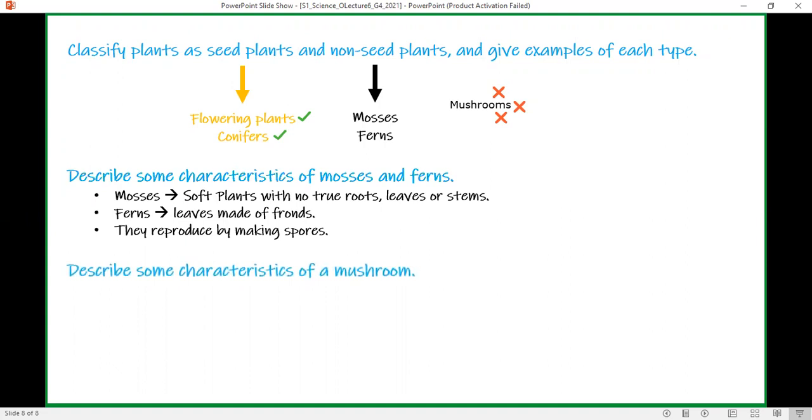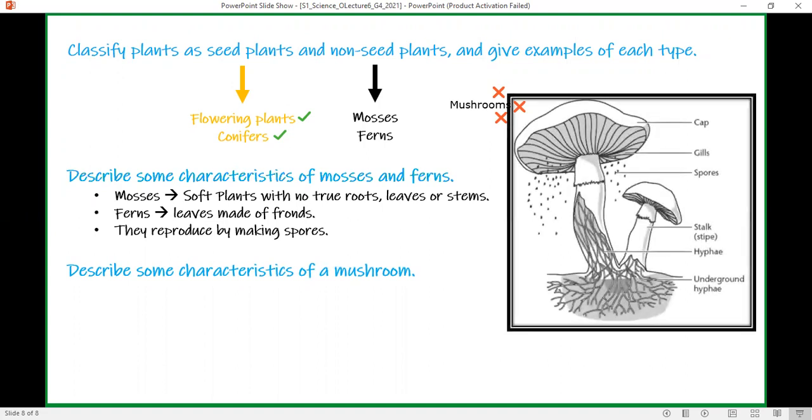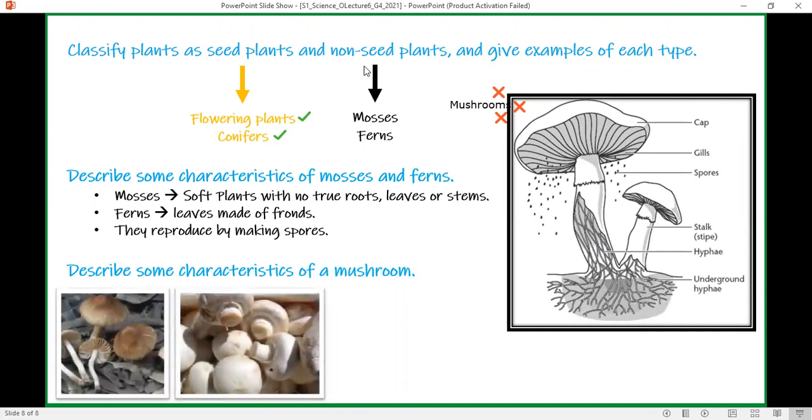What about mushrooms? Mushrooms are mushrooms. They are not plants. They are not animals for sure. They have a kingdom. They have a group for themselves, for mushrooms only. So fungi are fungi, or mushrooms are mushrooms. A mushroom has different parts. So let me show you some pictures of mushrooms.